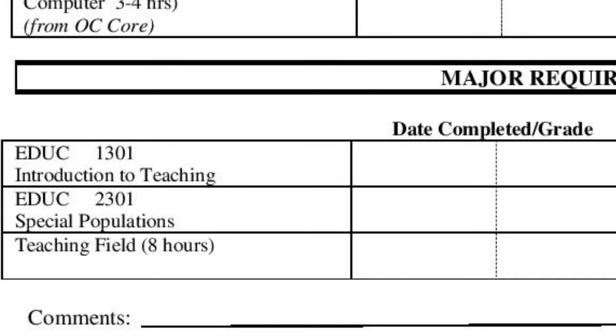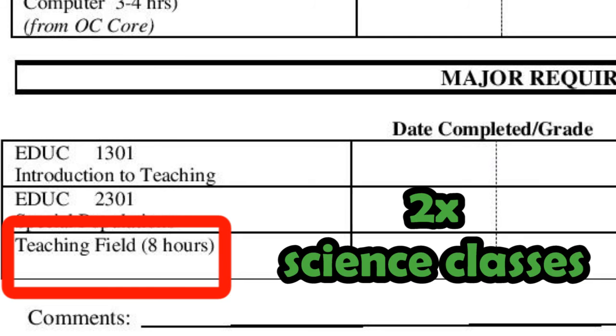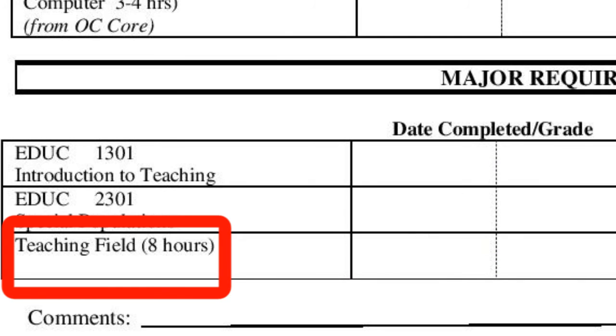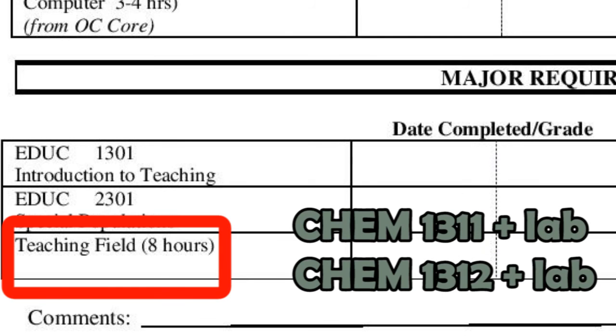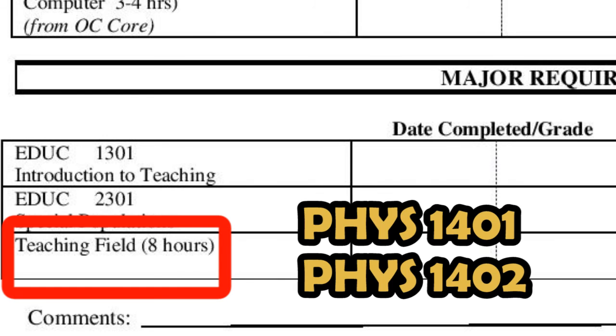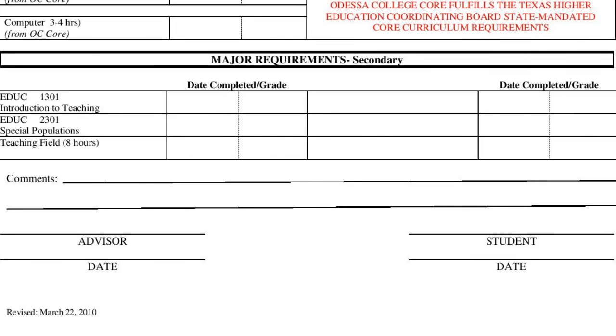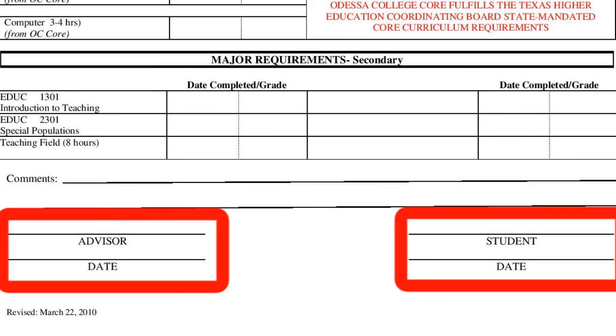The last requirement for your AAT Secondary Science degree is 8 hours in your teaching field. This means you need to take 2 additional science classes. You can pick from Chemistry 1311 with the lab, Chemistry 1312 with the lab, Geology 1403, Geology 1404, Physics 1401, or Physics 1402. At the bottom of the degree plan, you will notice my signature and your signature is required.